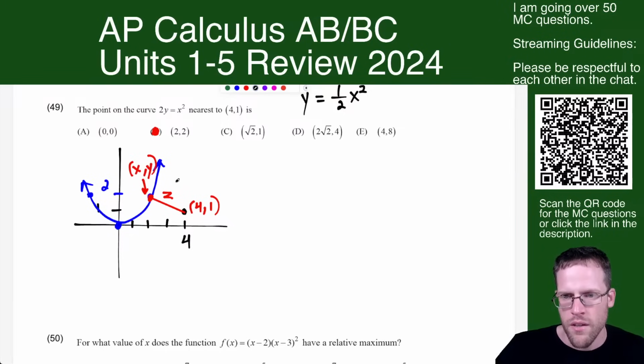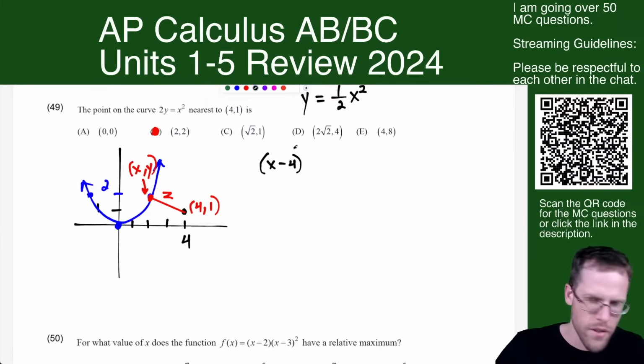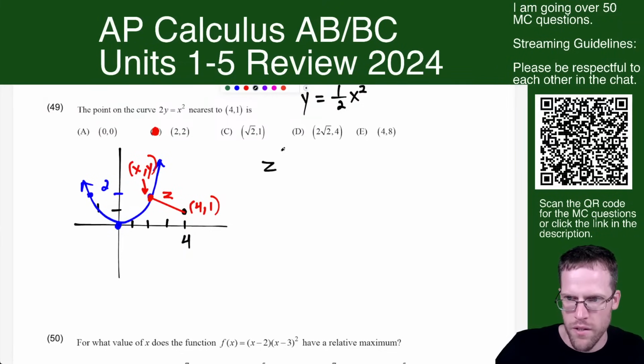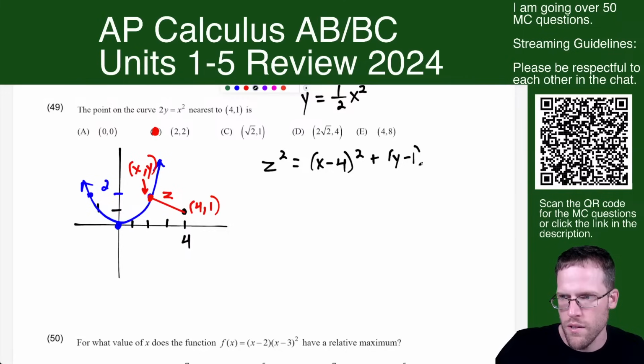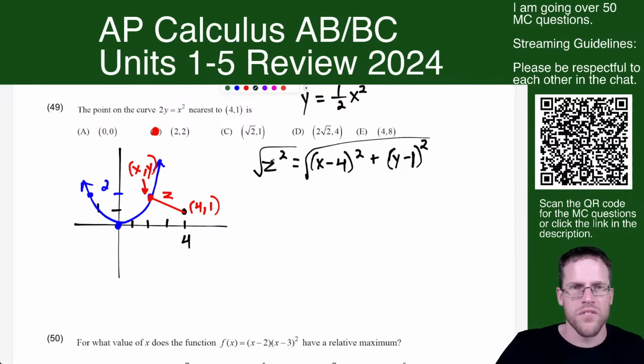But I'm going to say here that if you remember the distance formula, you could use that, or you could use a Pythagorean concept. But basically, let me write z squared first. I'm going to say z squared equals x minus 4 squared plus y minus 1 squared. Okay, so here's this. I could take the square root and solve for z, but I don't want to do that because this is annoying to derive.